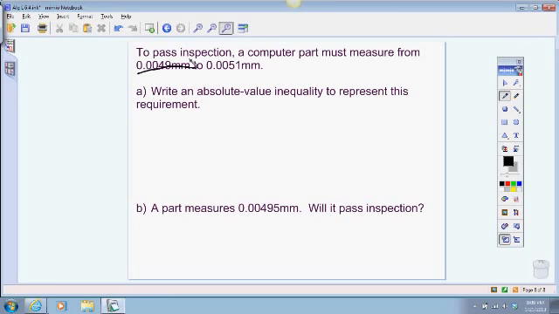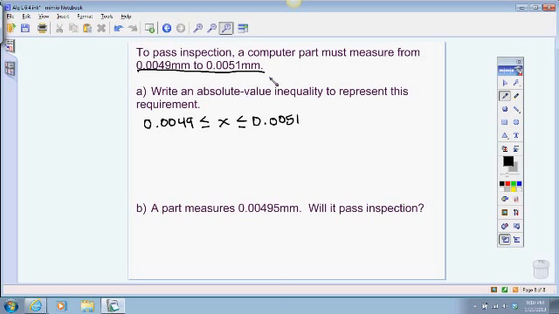You start by writing a compound inequality. We know it must measure from 0.0049 to 0.0051. So when you write your inequality, we have 0.0049 has to be less than or equal to whatever variable you want to use. I'll just use x, which is less than or equal to 0.0051. Okay, so that's our compound inequality, but that's not an absolute value inequality.